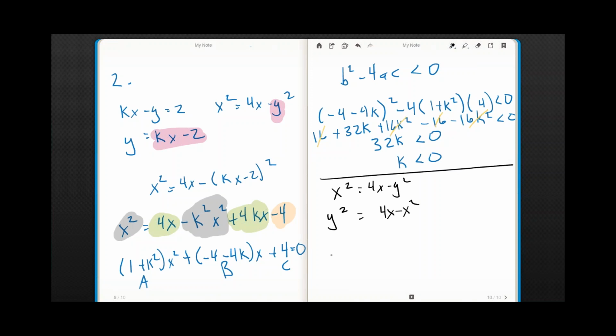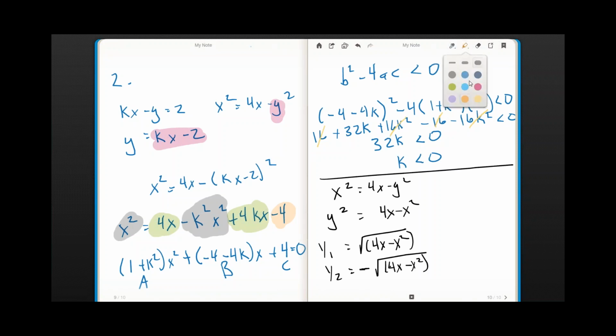And to graph this into a calculator, you actually have to graph two things. Your first y is going to be the square root of 4x minus x squared. Your second y is going to be the negative square root of 4x minus x squared. These two together, this one and this one together, are required to graph this.